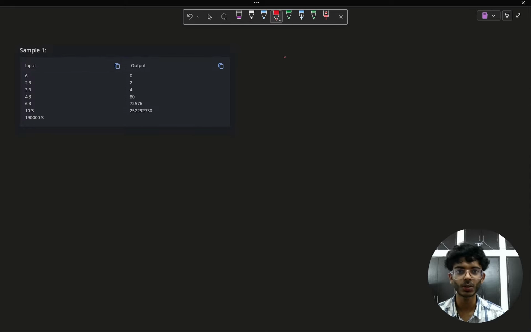In the first input, we are given n equal to 2 and k is 3. Now the only possible permutations are 1, 2 and 2, 1. And none of them is a good permutation because 1 plus 2 is 3, which is divisible by 3. And here also 1 plus 2 is 3, which is divisible by 3.